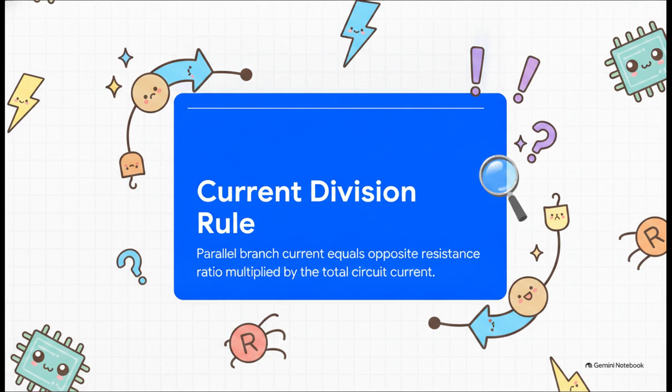Take a really close look at the math for a second. Did you catch the trick? The opposite branch resistance is sitting right there in the numerator. Why? Well, because current cleverly prefers the path of least resistance. It distributes itself inversely to the impedance to minimize the total energy expended in the whole system.